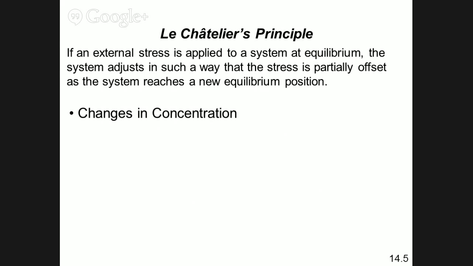We're going to add more of a reactant or a product, or we're going to change the temperature, might even change the pressure. If there were gases, pressure would be affected by gases. We're going to make some change to the system. That's what's meant by the external stress. And basically, Le Chatelier figured out that the system will automatically adjust in such a way that the stress is partially offset as the system reaches a new equilibrium position.